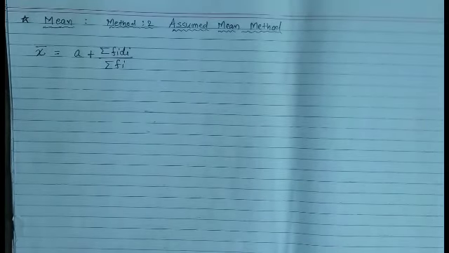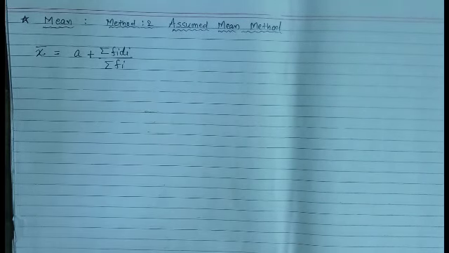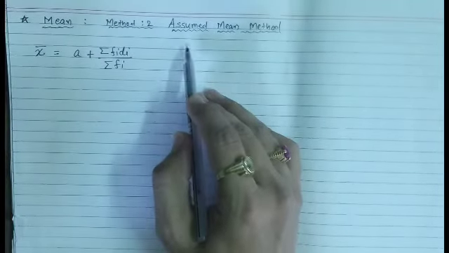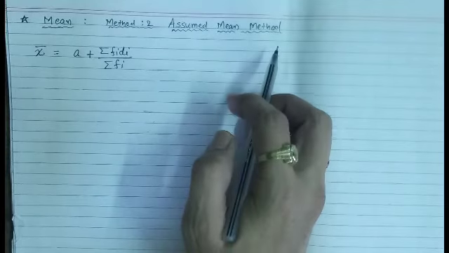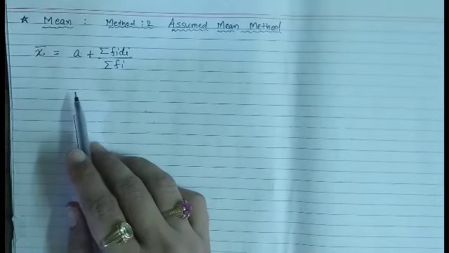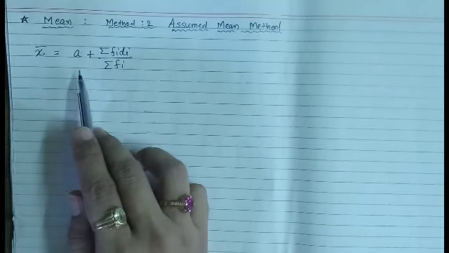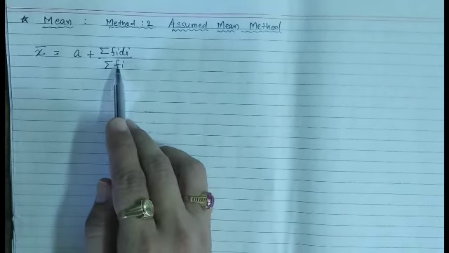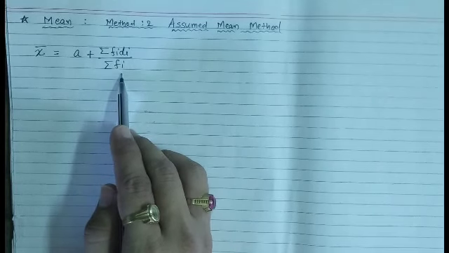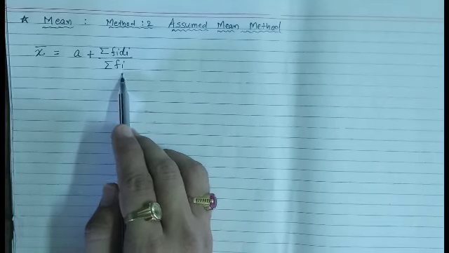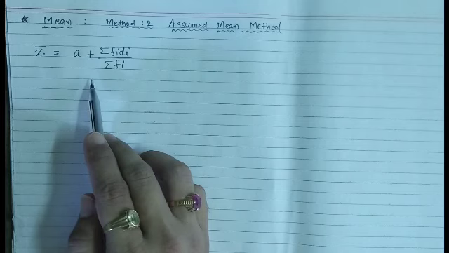So let us start the second method to find the mean of the given data. The name of this method is the assumed mean method. Now we have a formula to find the mean by this method, and the formula is x bar equals a plus sigma fi di upon sigma fi. First of all, you have to learn this formula.